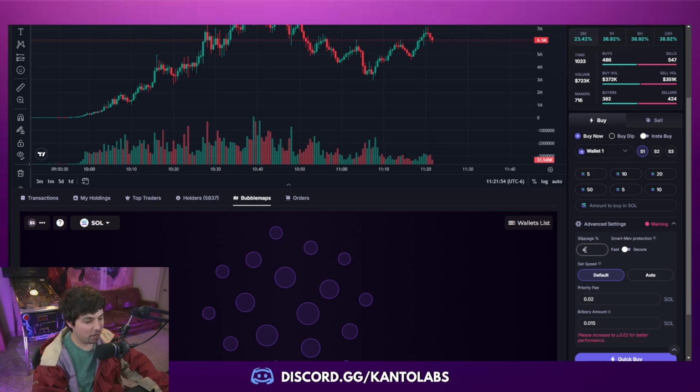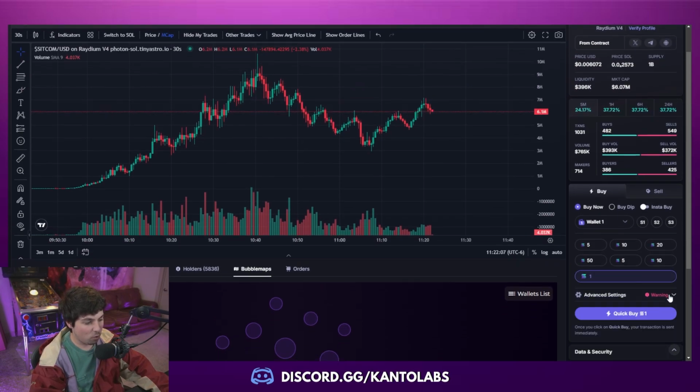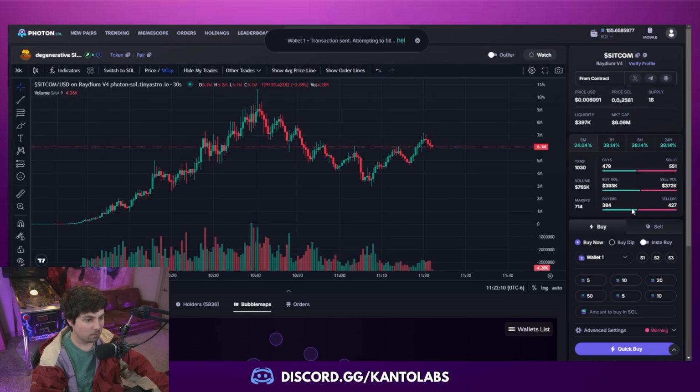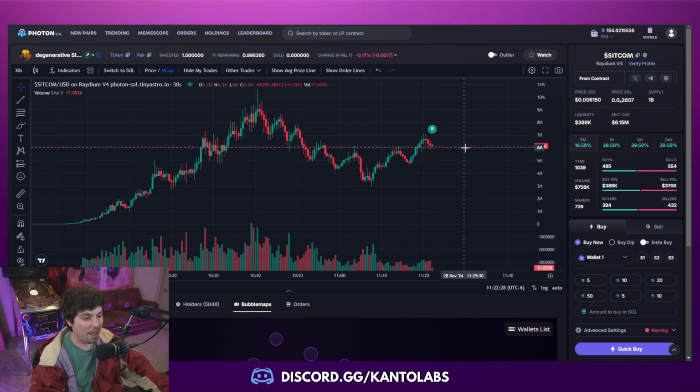So this setting right here says 4% slippage. It should be 5% slippage. Mev is off. Prio is at 0.02. Bribery is at 0.015. So I'm just going to buy 1 Sol. It went through almost instantly, right? That was really quick. And let's see where I filled. So right now the token is at 630K. I filled at 610K. So I filled basically exactly when I wanted to fill.